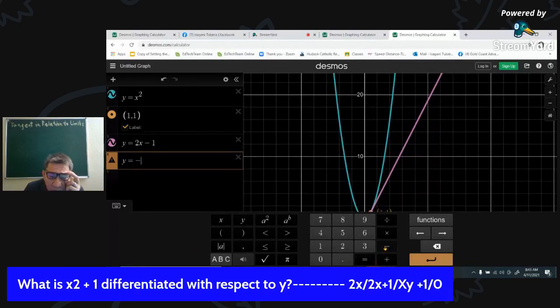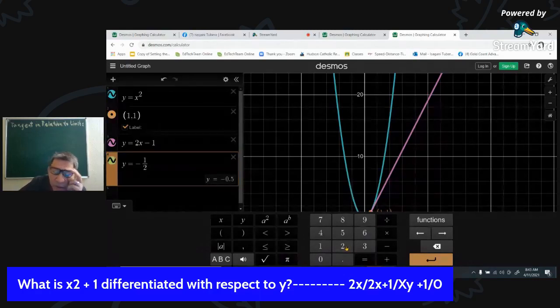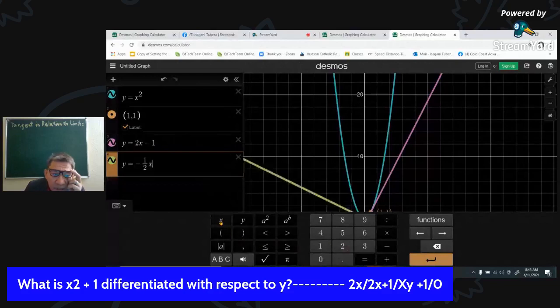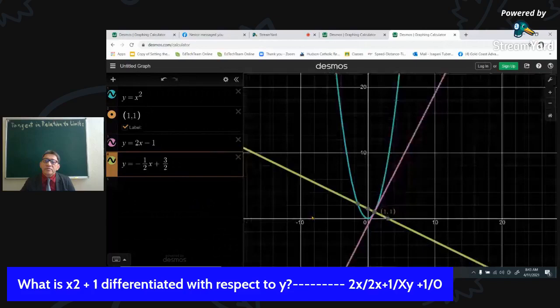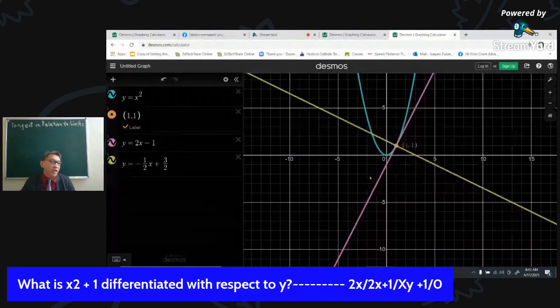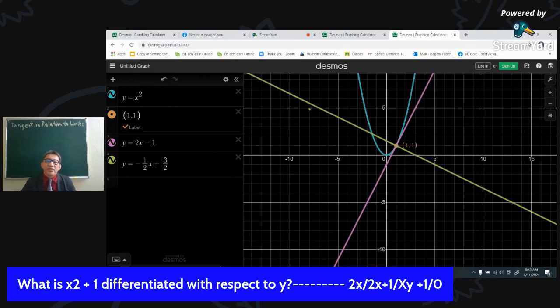Minus 1, divided by 2, and then the variable x, and then is it plus? Yes, it is plus 3 over 2. There you are. See that? It's also touching this point. That is also touching that point there. So y equals negative 1 half x plus 3 over 2. This is now the normal line, and the pink is the tangent line.